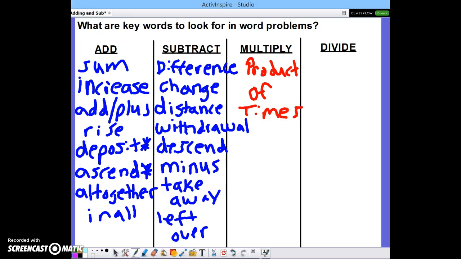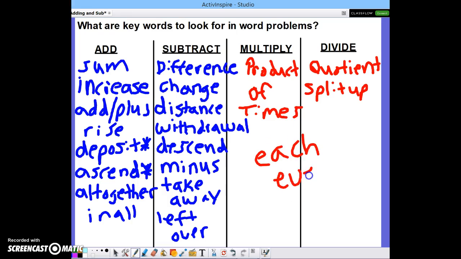Over here on the divide, we have quotient. Any situation where they're having you split something up or cut up or separate, repackage, regroup. And then we have a couple that go with both. Each, every, and per.